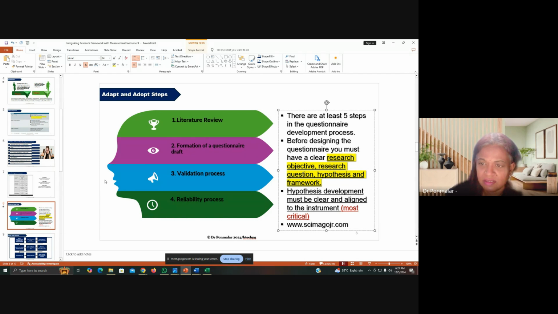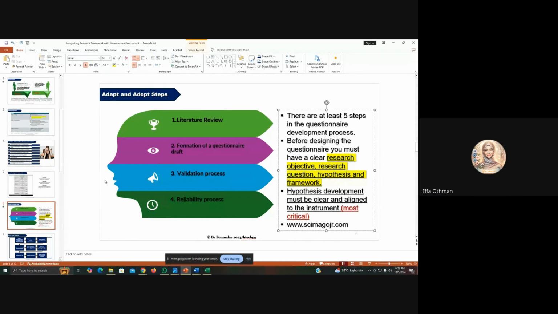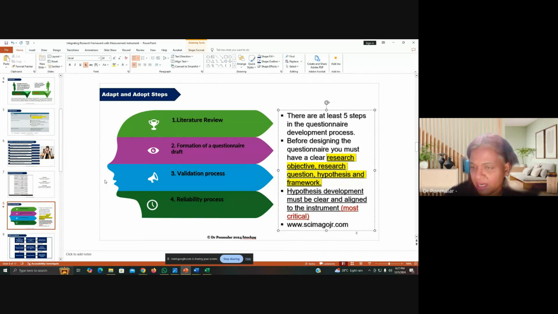Can or not? Cannot. Because you ingat ya, questionnaire is just a tool saja. So kalau you punya base ini tak strong and then you develop questionnaire, dia measure apa pula? Right? So you must know what you want to measure. You must know what is the hypothesis that you are testing. What is the objective that you want to achieve, and what is your research question?